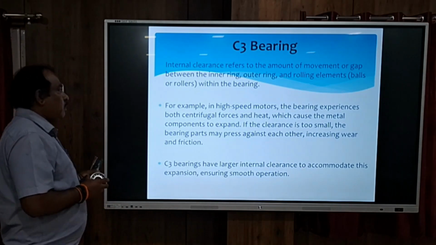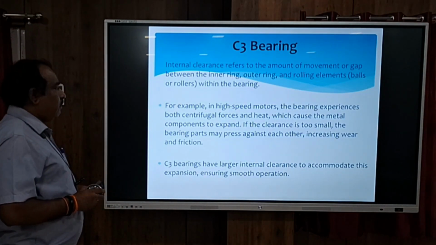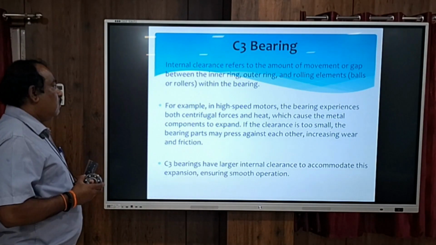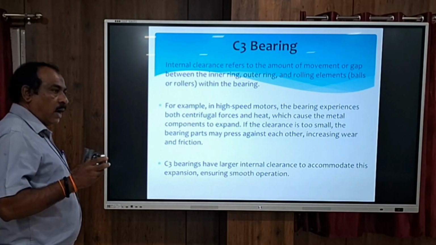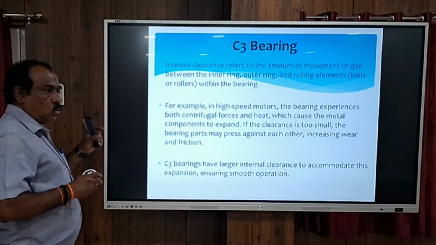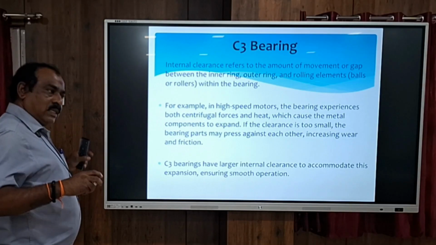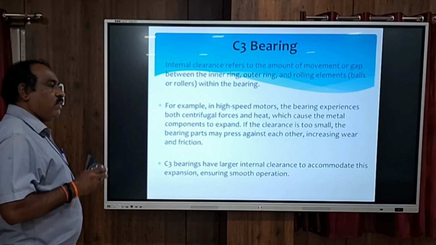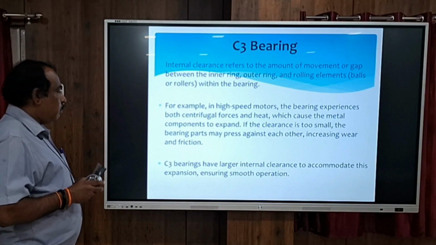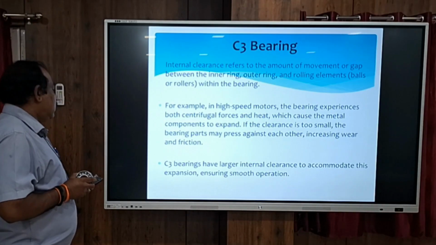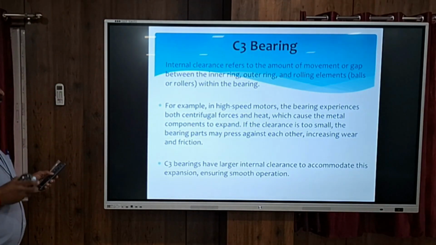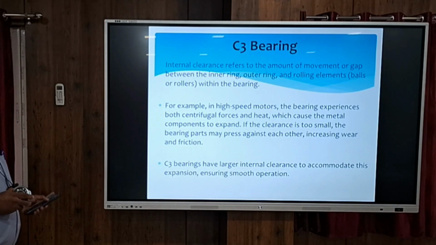And for example, in high-speed motors, the bearing experiences both centrifugal forces and heat, which cause the metal components to expand. And also, if the clearance is too small, the bearing parts may press against each other, increasing wear and friction. Both will happen. That will cause bearing failure. C3 bearings have larger internal clearances to accommodate this expansion, ensuring smooth operation.